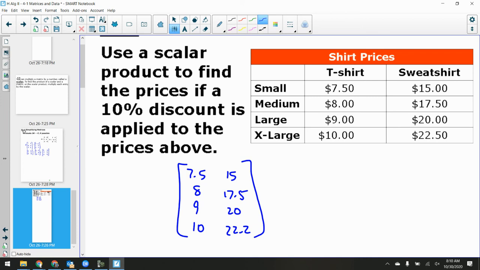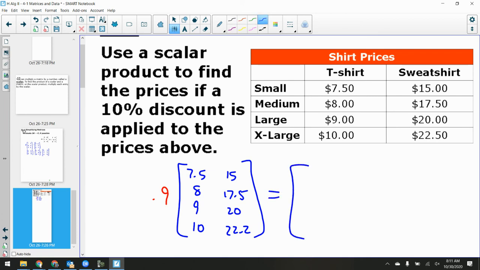Good, 0.9. And it's 0.9 because I'm paying 90% of the total value, right? A 10% discount would be paying 90% of the total value. Could I really multiply by 0.1 if I really wanted to? Yeah, but then you'd have to take that 0.1 away from the original prices. You basically have to take that matrix minus 0.1 of itself, right? So in other words, we could just say 0.9 of itself. So we say 0.9 as a scalar product. 90% of all of these things. That will give me the final price if the 10% discount is applied.